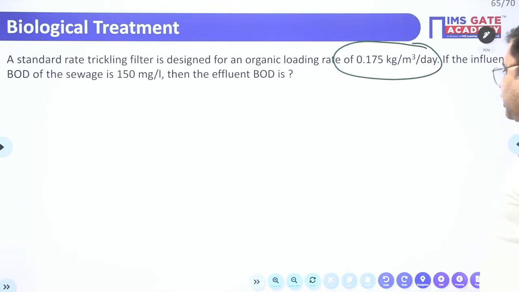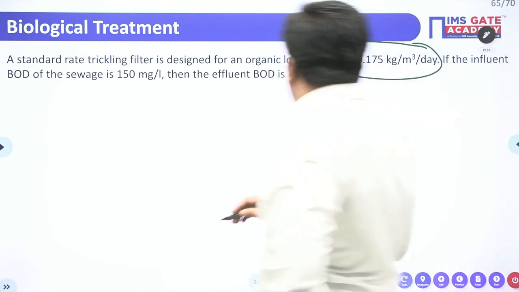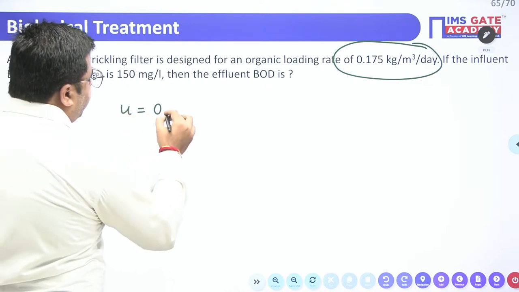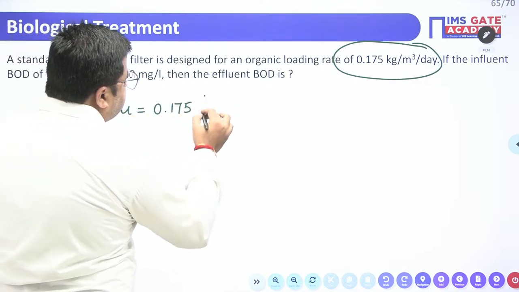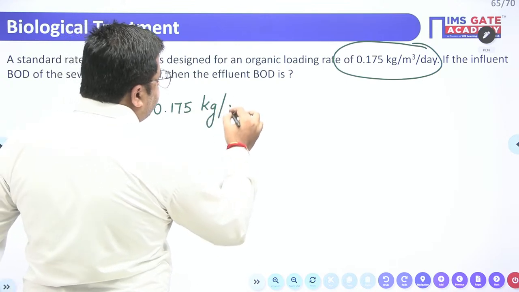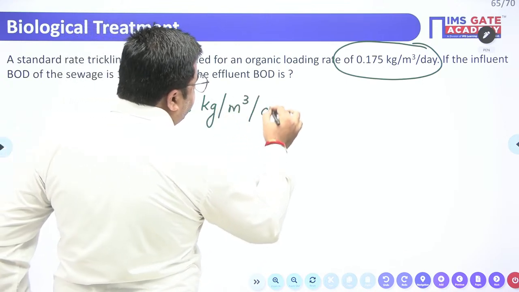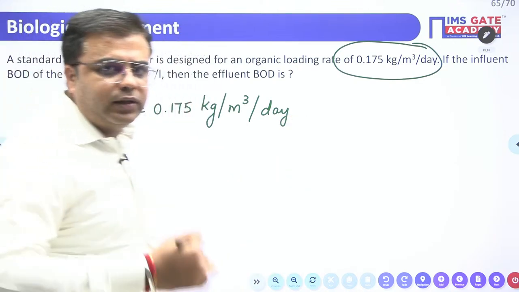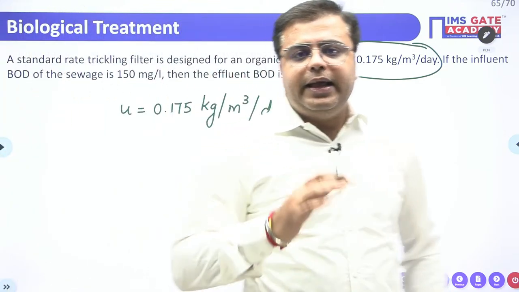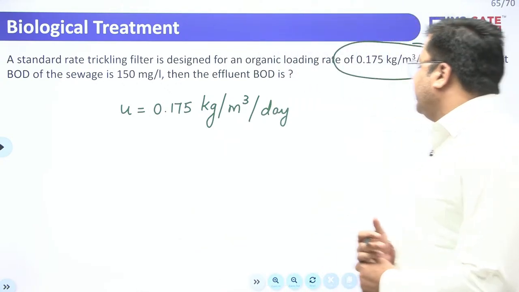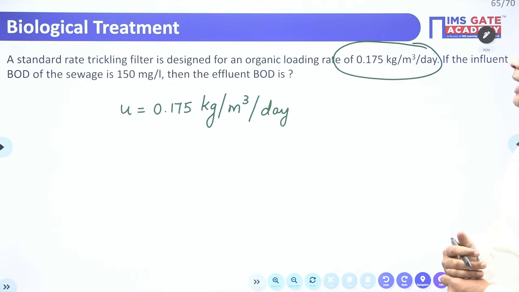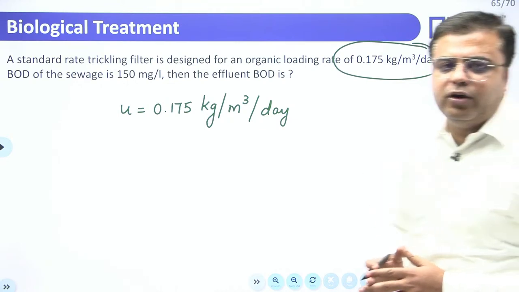So in this question, your organic loading rate is given as 0.175 kg per meter cube per day, right? But when we use the efficiency formula, we need to substitute the value of organic loading rate in kg per hectare meter per day. The next is, if the influent BOD of the sewage is 150 milligram per liter, what is the effluent BOD of the sewage?